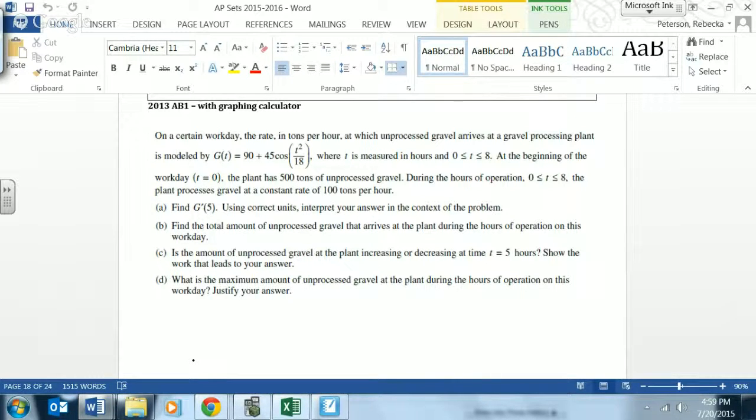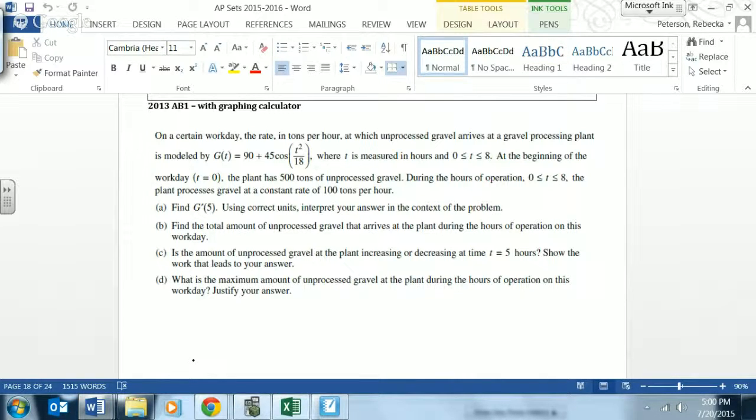Okay, so the first thing we would like to do is write an expression involving an integral that just gives us the amount of unprocessed gravel. And then how would we find a maximum of some function? Well, to find a maximum, we find the derivative, right? Set it equal to 0.